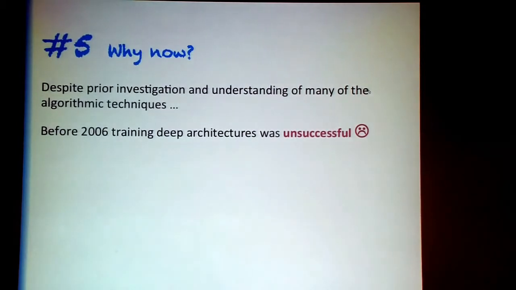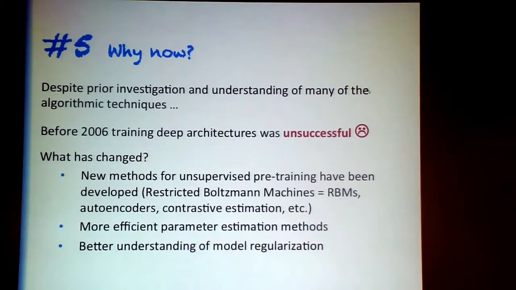But since then, in the last few years, some things have changed. The biggest one, and that's the one that's being dated to 2006, is that people, originally Geoff Hinton, developed new methods for unsupervised pre-training, which have made it possible to successfully learn very effective deep models. That was initially the work on restricted Boltzmann machines, which we're not going to talk about in detail today, because other methods have been found that are as successful and perhaps easier to think about and work with. So we will talk about other methods like autoencoders and contrastive estimation.